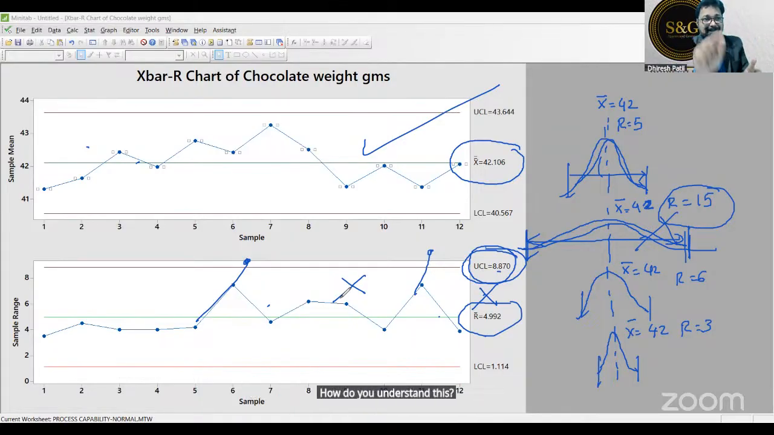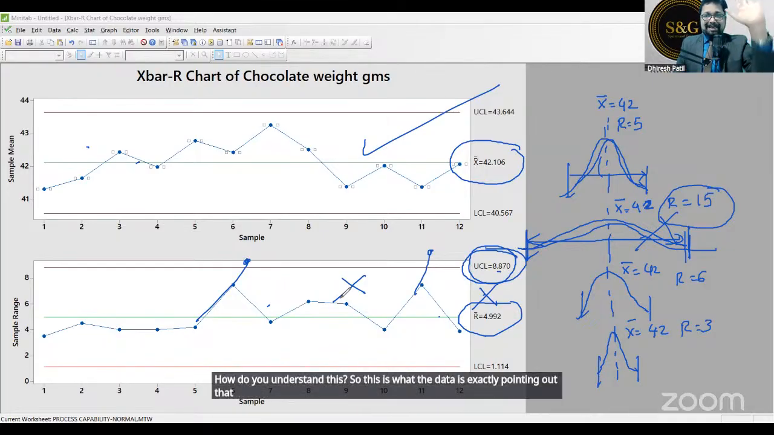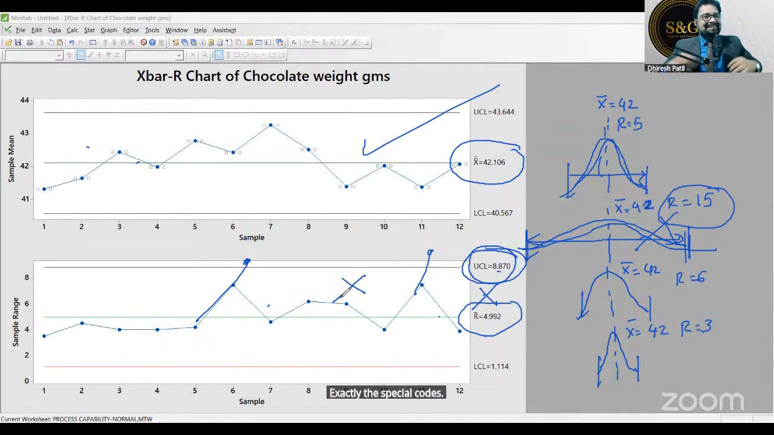So this is what the data is exactly pointing out, that there is something wrong. Please investigate. Exactly, the special cause. There must be a special cause variation. Clear X bar R chart?